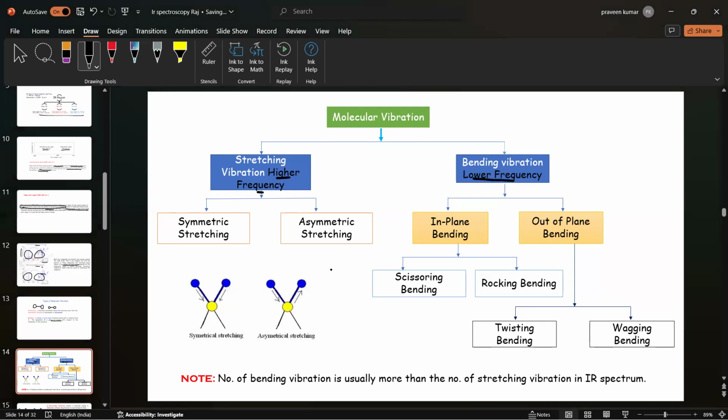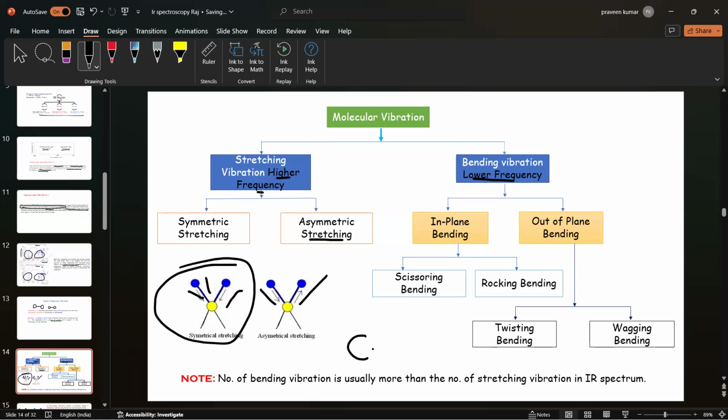So, asymmetric stretching and symmetric stretching. In symmetric stretching, there is an increase or decrease on both sides equally. While in asymmetric stretching, one side is increasing and the other side is decreasing. Coming to the bending vibrations, they can be in-plane bending or out-of-plane bending.